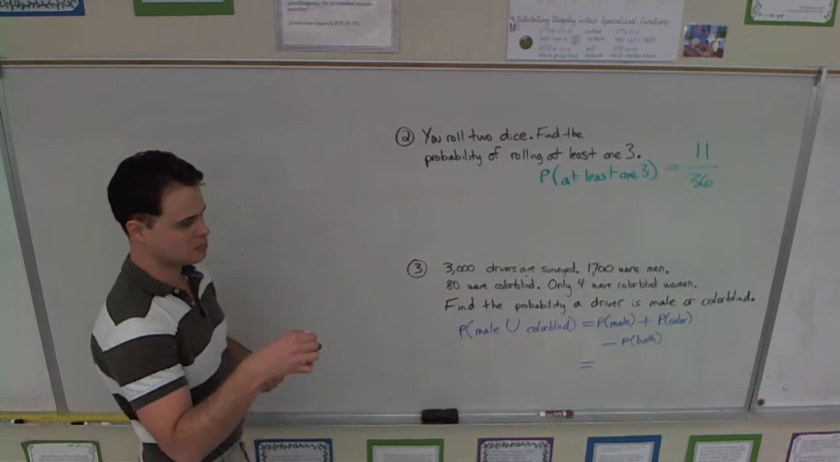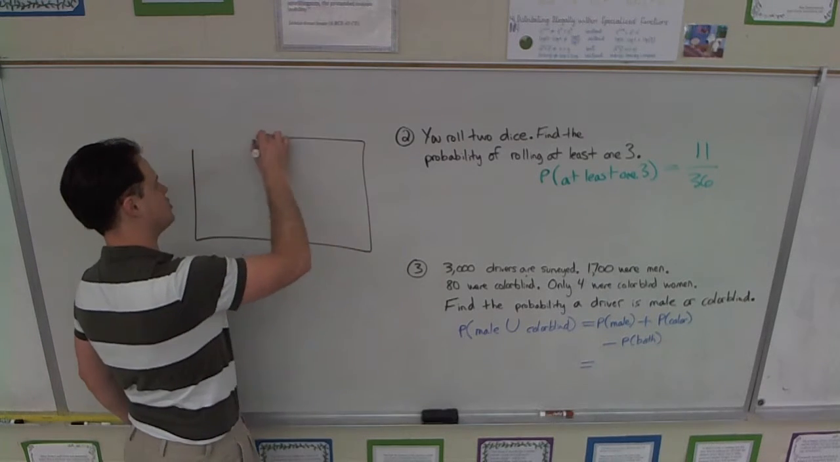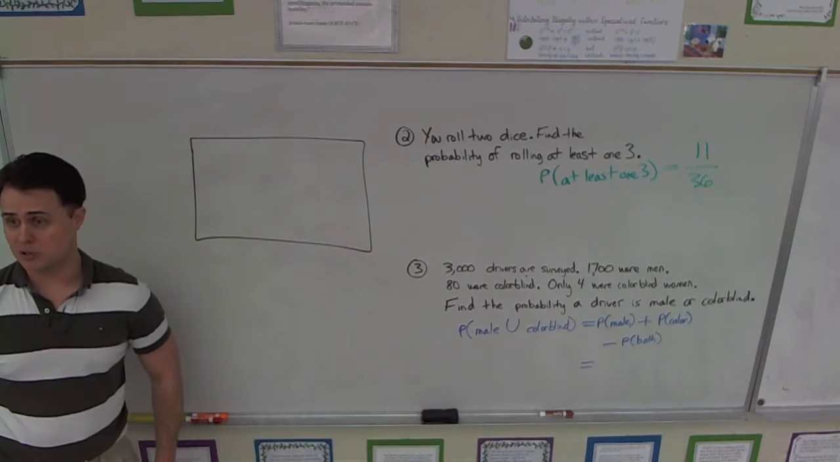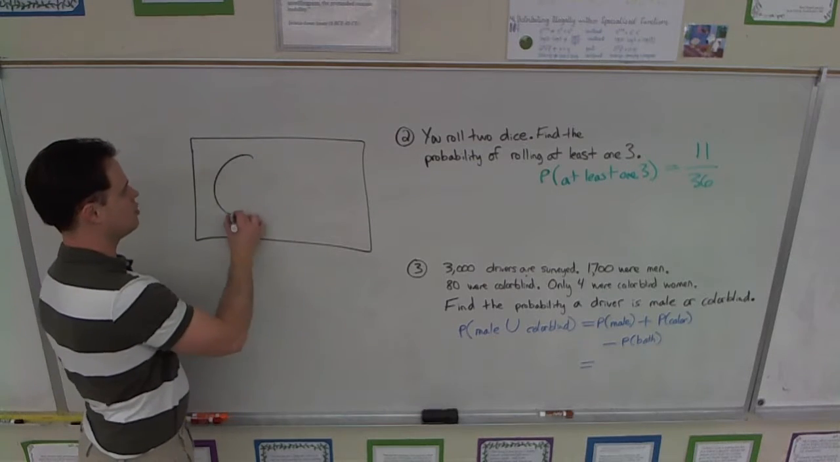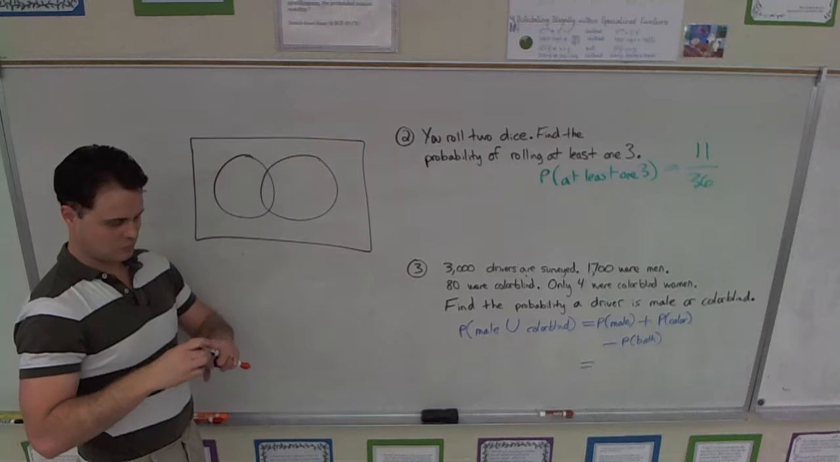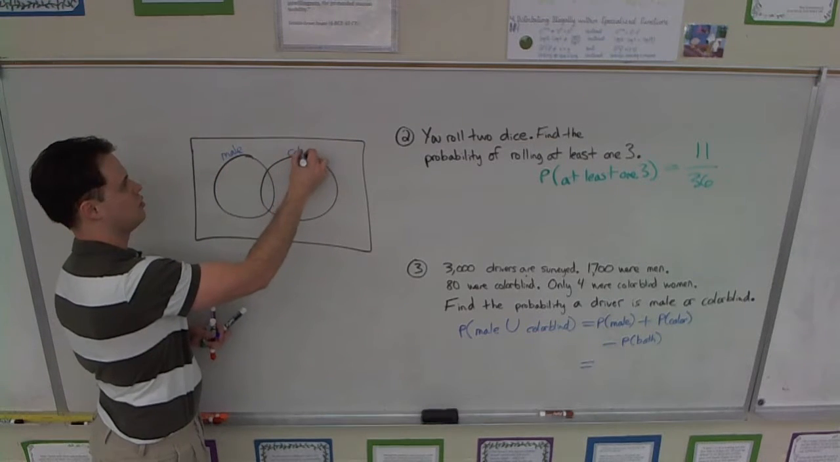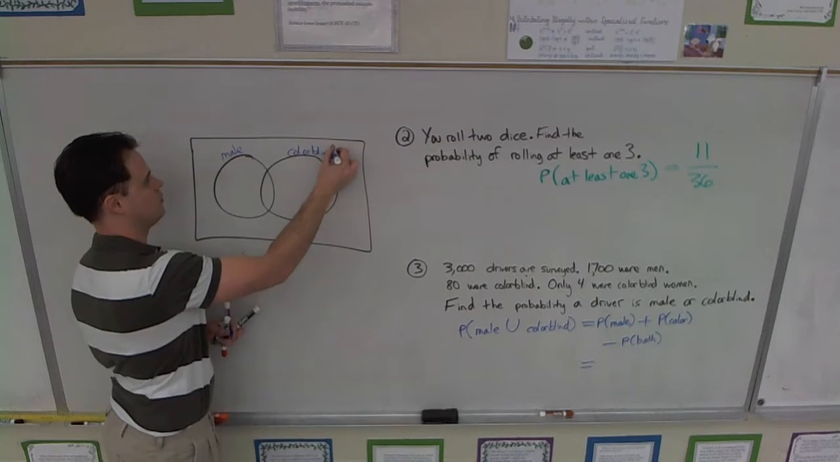I think the picture makes this much easier, so help me with the calculator. I'm not going to draw a tree this time. This time I'm going to draw a Venn diagram. Since we agreed they overlap, I'm going to overlap them. The events are male or female and colorblind.